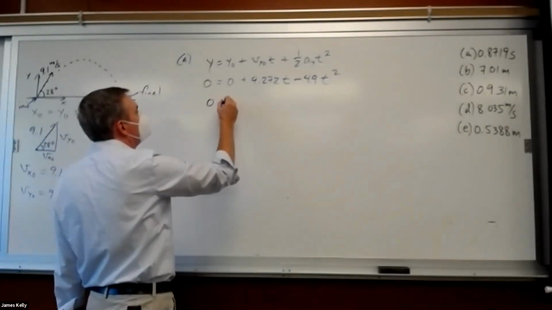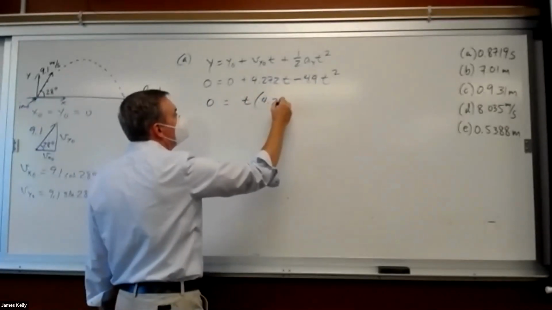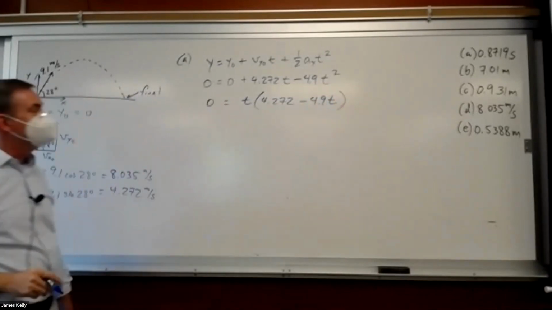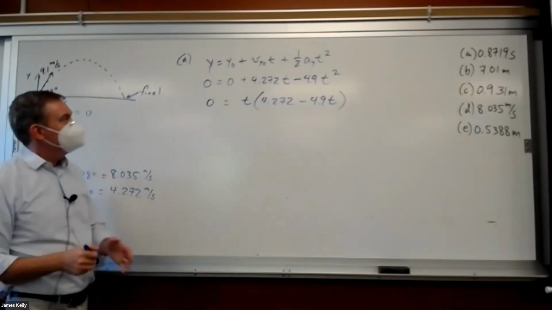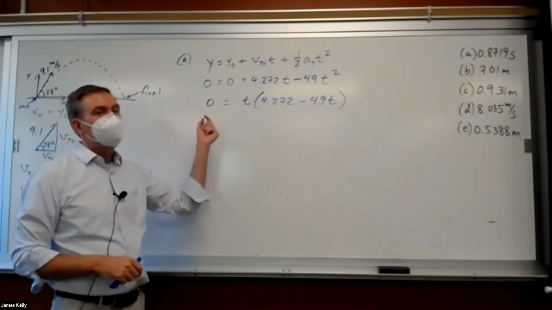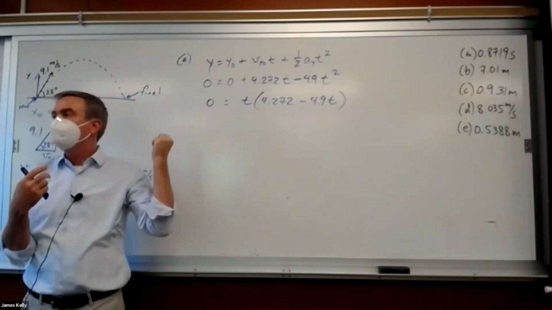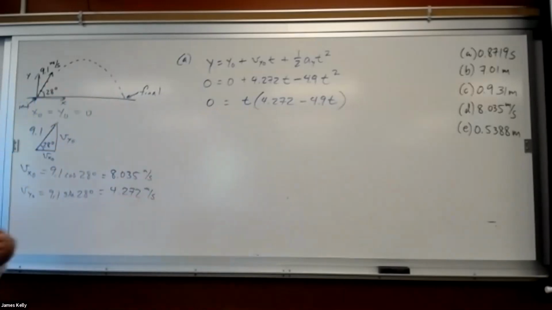So this reduces down to 0 equals, I can factor out a t. What's left is 4.272 minus 4.9, and there's still one factor of t left in there. So if I distributed, you could see it's the same thing. And then you use that old fact about the product of things being 0. There's no way two non-zero numbers could be multiplied together and give a 0. Either one of them's got to be 0 or the other one's got to be 0 if they're going to multiply to 0. Because if you multiply two non-zero numbers, you get a non-zero number.